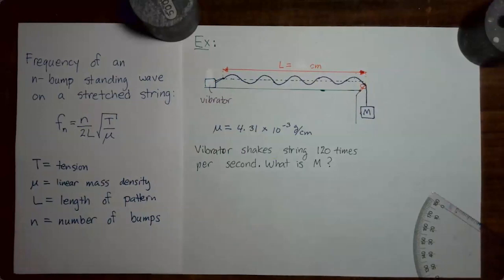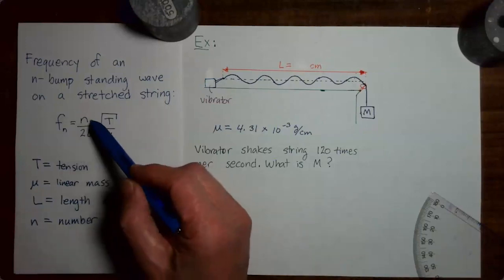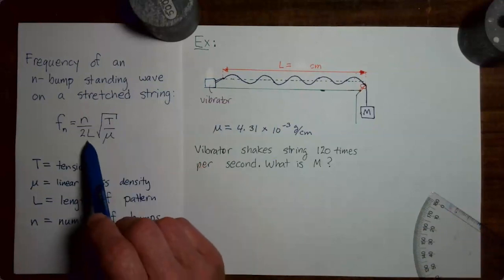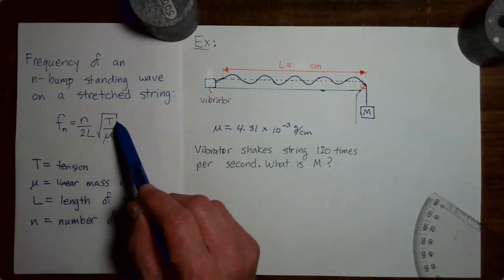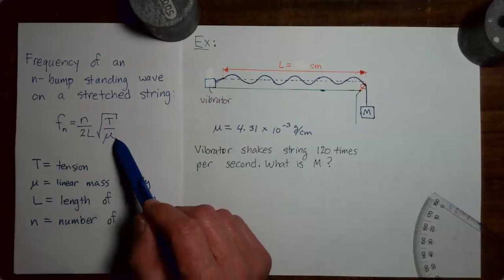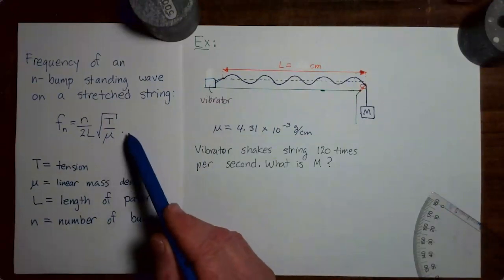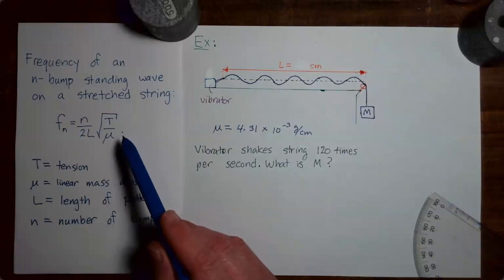In the previous video, we derived a formula which gives the frequency of a standing wave pattern on a stretched string in terms of the number of bumps in the pattern, the length of the pattern, the tension in the string, and the linear mass density of the string. In this video, we're going to use this formula in a straightforward example problem.